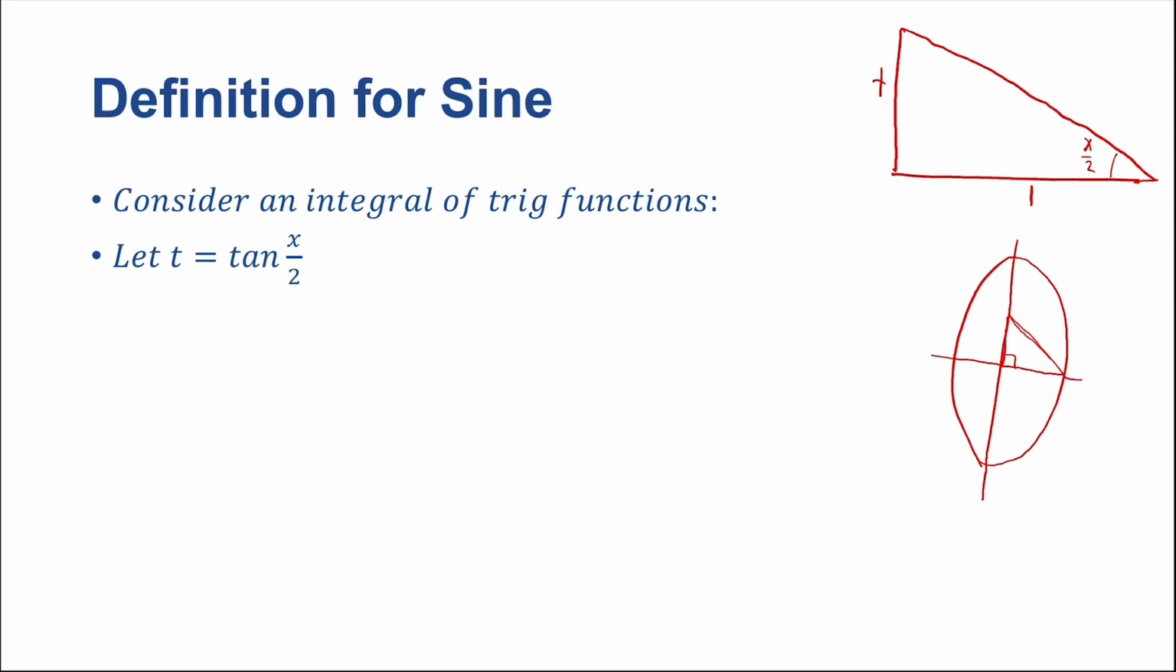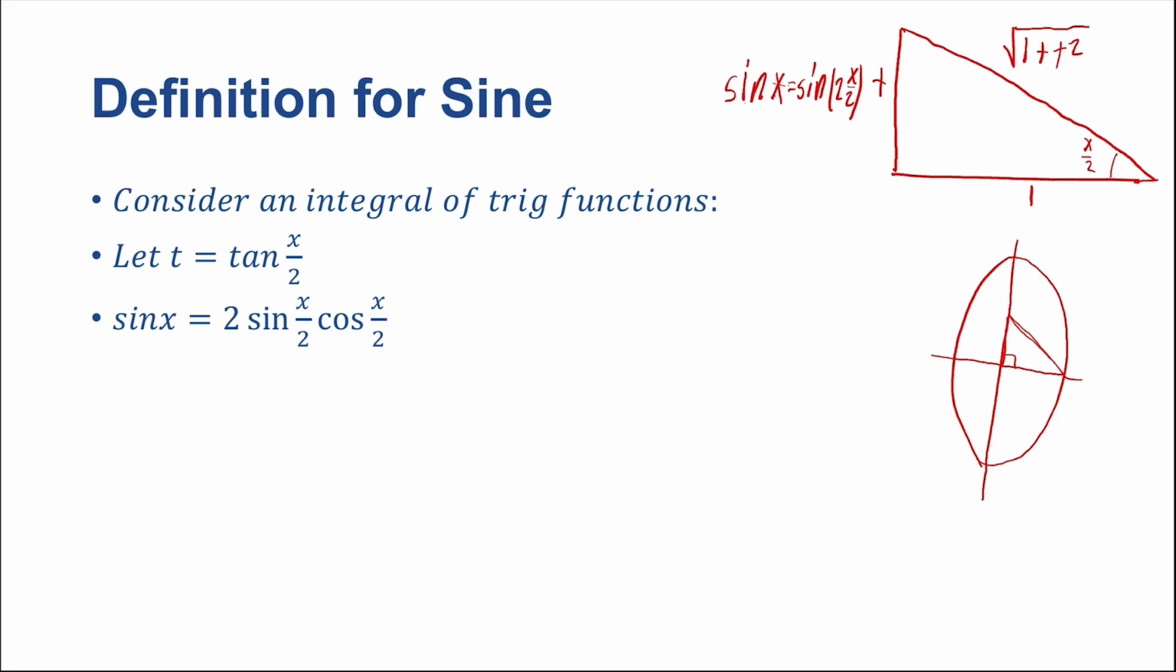So let's try sine. Sine of x is going to be equal to, well, because we're dealing with x over 2, we need to turn that into x. So sine of x is equal to sine of 2 times x over 2, so we need to do a double angle. Sine x is equal to 2 sine x over 2 cosine x over 2. Now we need to determine what sine of x over 2 is. The hypotenuse is going to be equal to square root of 1 plus t squared.